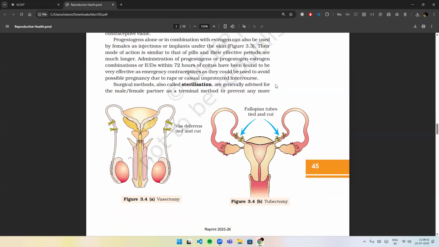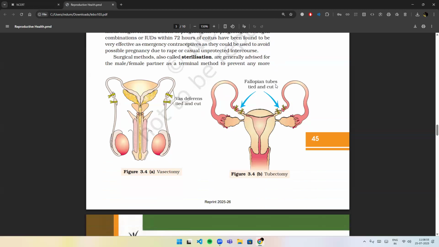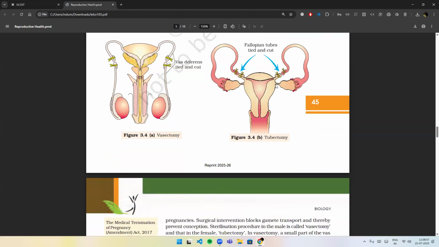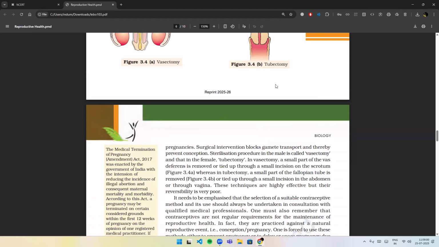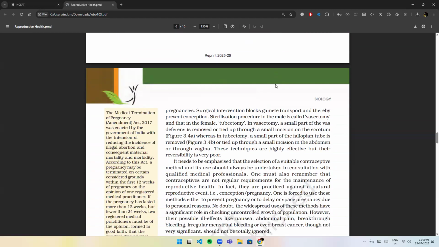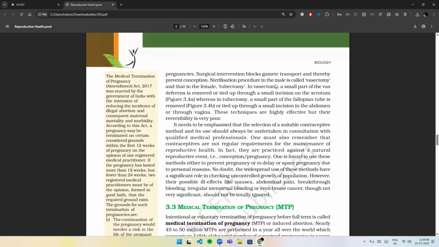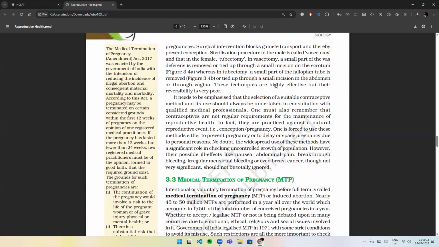Surgical methods, also called sterilization, are generally advised for the male or female partner as a terminal method to prevent any more pregnancies. Surgical intervention blocks gamete transport and thereby prevents conception. Sterilization procedure in the male is called vasectomy and that in the female tubectomy. In vasectomy, a small part of the vas deferens is removed or tied up through a small incision on the scrotum. In tubectomy, a small part of the fallopian tube is removed or tied up through a small incision in the abdomen or through the vagina. These techniques are effective, but their reversibility is very poor.